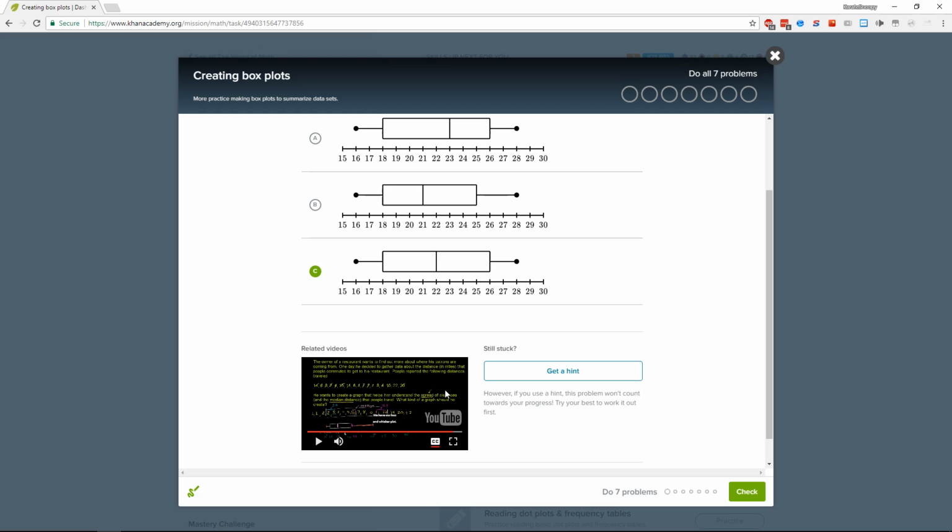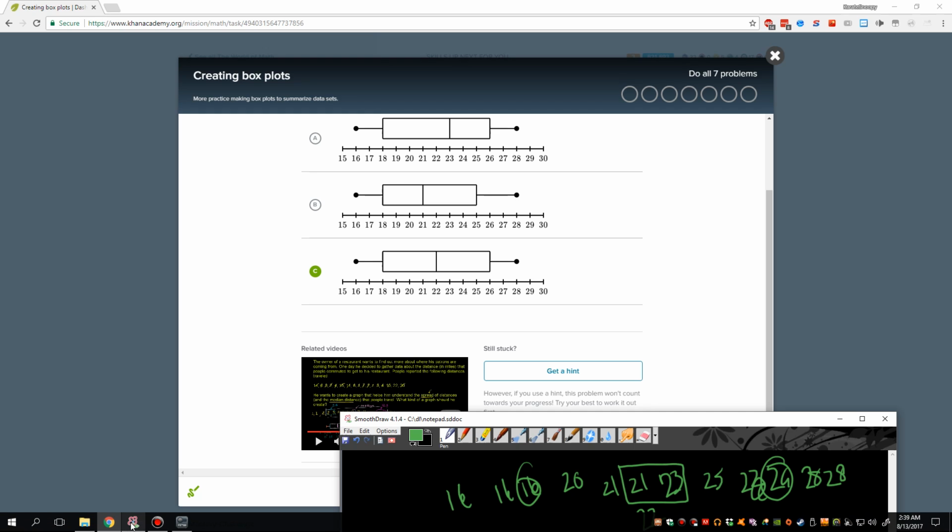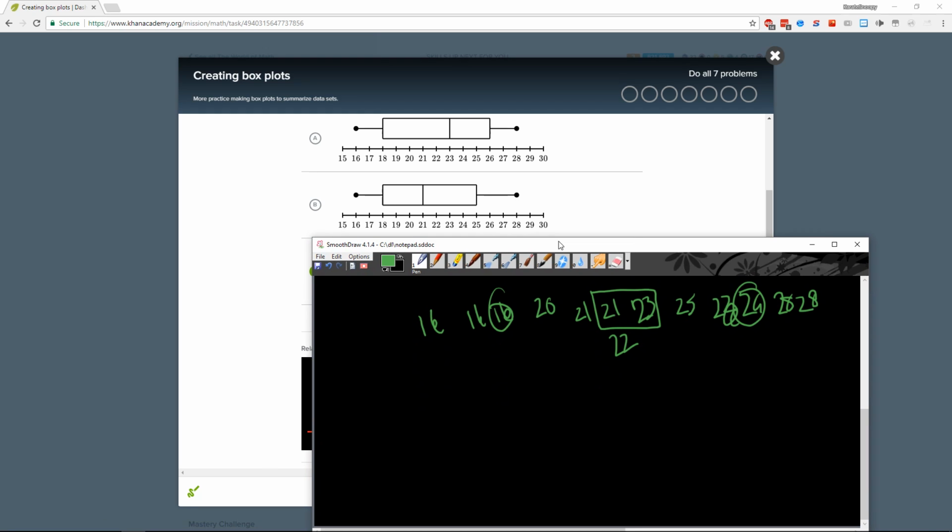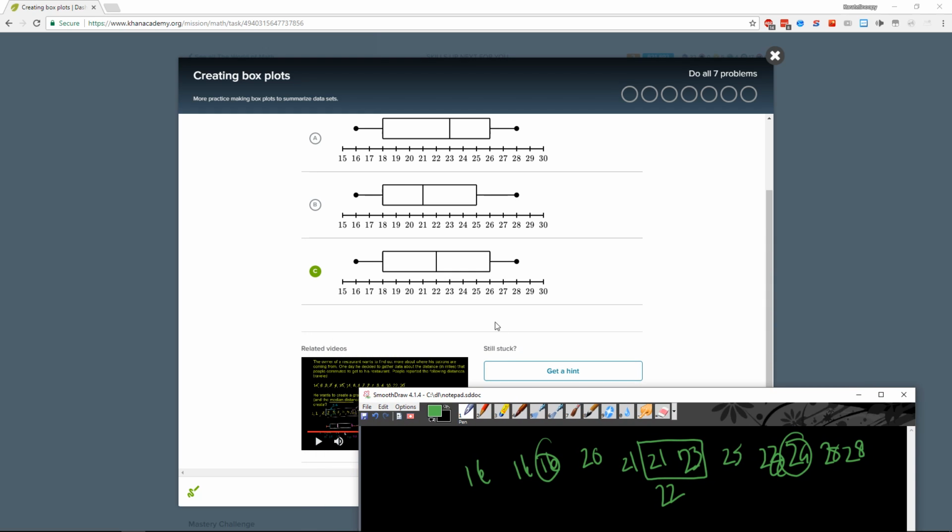Unless it doesn't include. Maybe it's more like this. So it includes a 21 maybe. So then the middle is right here, which means it's 18. Alright.